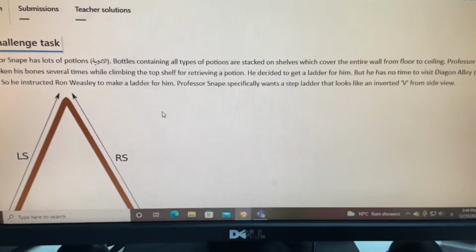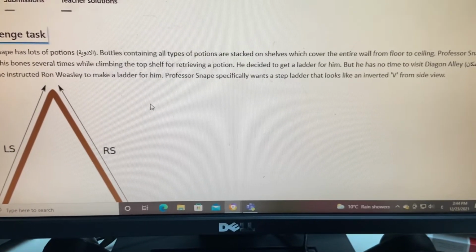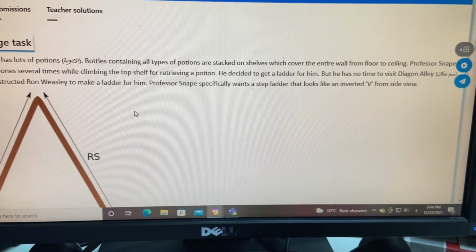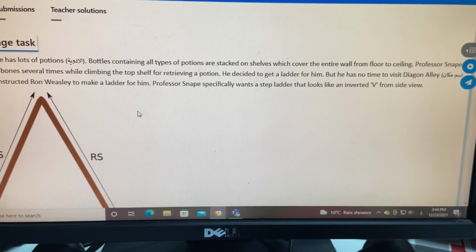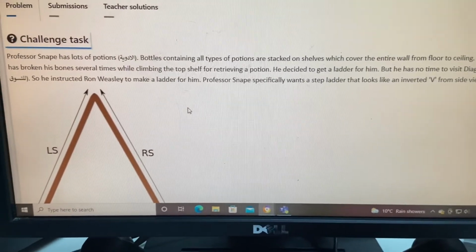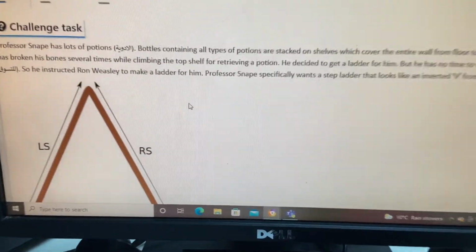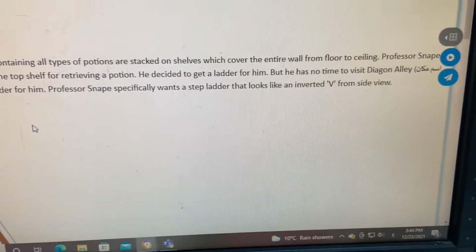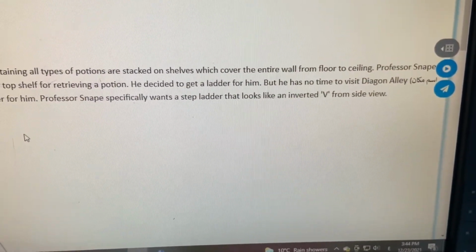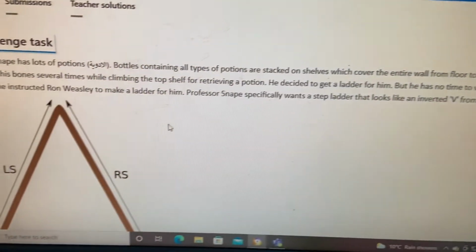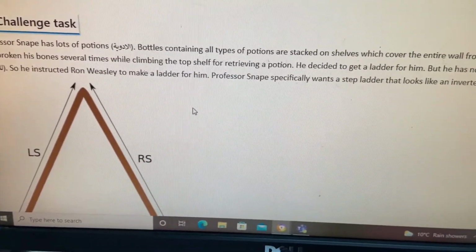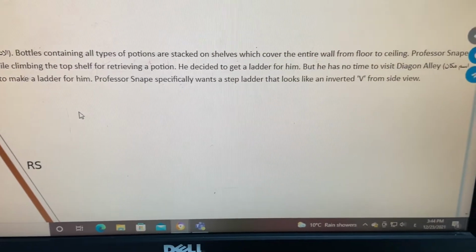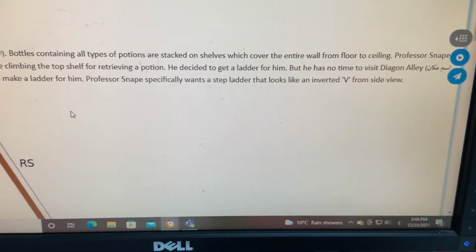The problem says that Professor Snape has lots of potions. Bottles containing all types of potions are stacked on shelves, which cover the entire wall from floor to ceiling. Professor Snape has broken his bones several times while climbing the top shelf to retrieve a potion. He decided to get a ladder, but he has no time to visit the shop, so he instructed Ron Weasley to make a ladder for him. Professor Snape specifically wants a stepped ladder that looks like an inverted V from the side view.